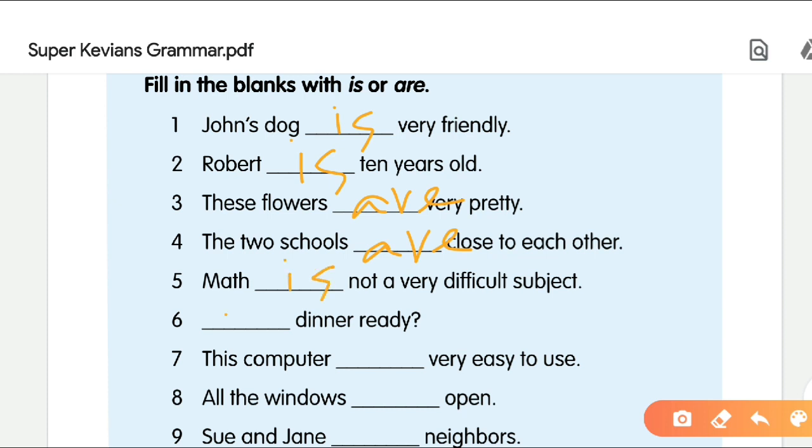Is dinner ready? "Is dinner ready" or "are dinner ready"? Obviously, we'll use here "is dinner ready". This computer is very easy to use. All the windows are: here many windows are there. That's why you will use here "are". Sue and Jan are neighbors. So, like that, you can continue this exercise.